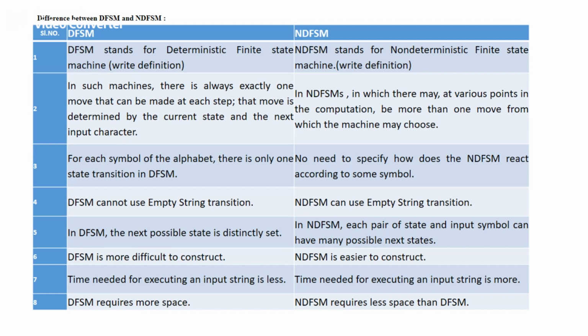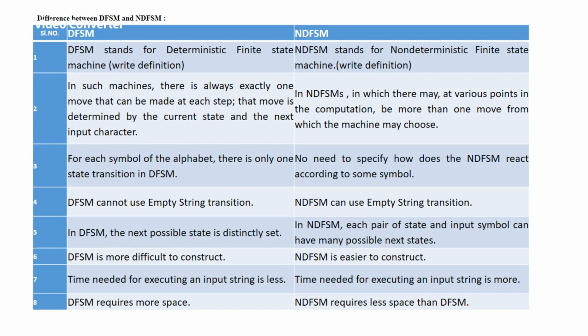For each symbol of the alphabet, there is only one state transition in DFSM, and there is no need to specify how the NDFSM reacts to some symbol. In the case of NDFSM, we will not show the transitions on all the input alphabet if it is not required. DFSM cannot use empty string transition. That means epsilon is not allowed in DFSM. In NDFSM, epsilon is allowed. In DFSM, the next possible state is distinctly set. In NDFSM, each pair of state and input symbol can have many possible next states.